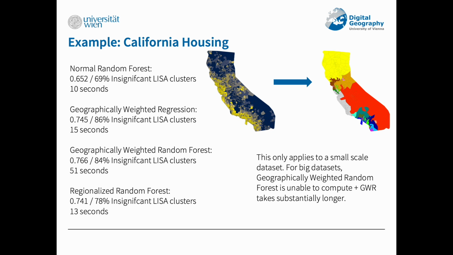The differences in the runtime get more pronounced when increasing the sample size. Even for very large-scale datasets, RegRF can compute in a reasonable amount of time, being about 10 times faster than GWR. The geographically weighted random forest was not able to finish computation at all for this experiment with the bigger dataset. Even after multiple days, it was still not finished.